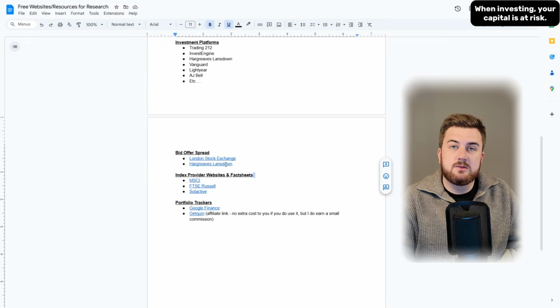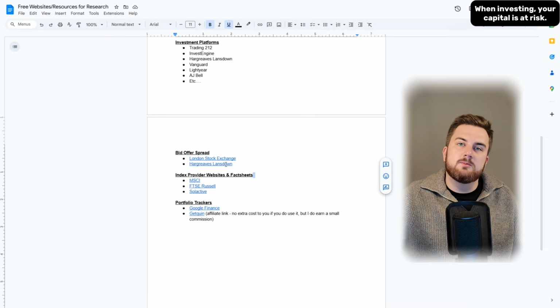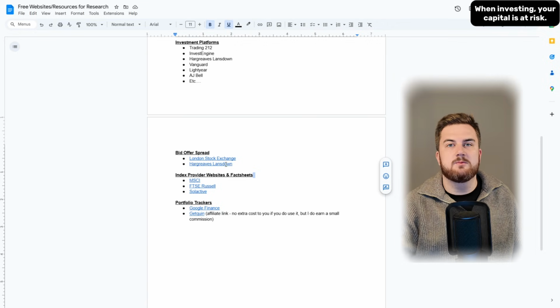I put Hargreaves Lansdown here as well because on Hargreaves Lansdown, when you click on an ETF or stock page, it does have an indicative spread section. So it gives you an idea of what the bid offer spread is going to be.